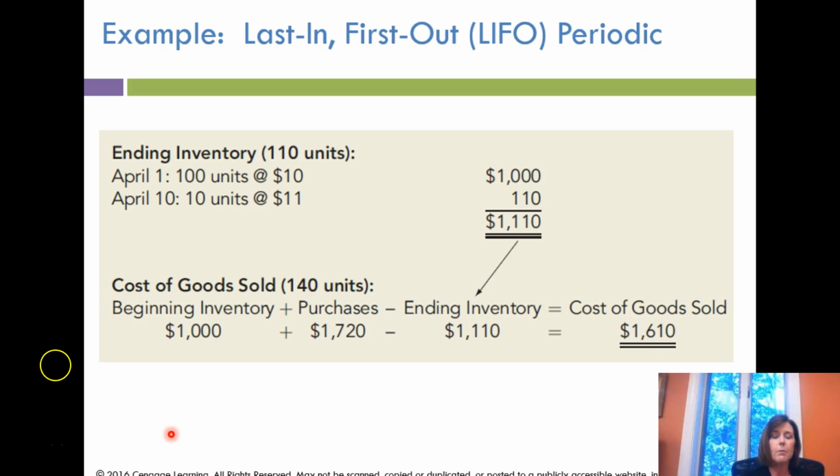And so by the time we've knocked through those 140 that we've sold, we've gone backwards in time to see that to get to that 140 going backwards, 10 of it comes from the first purchase that we made in our accounting period, and then the 100 units that were in our beginning inventory are still the remaining 100 units to get to the 110 units that we haven't sold because we're going backwards in time.